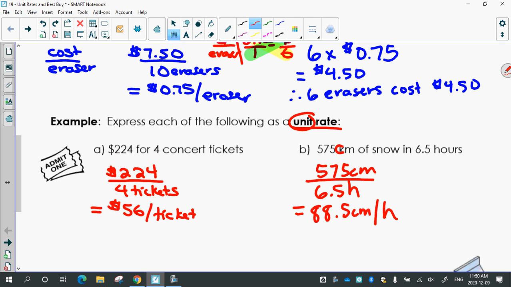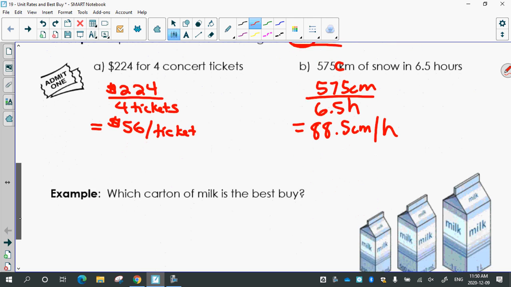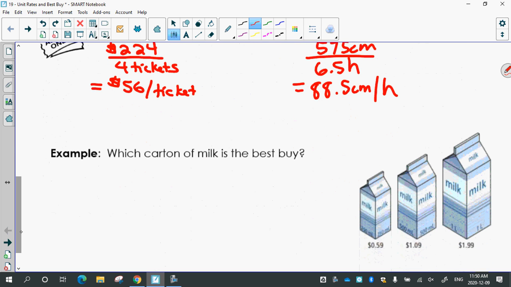Bad snowstorm. Glad it's not kilometers. That'd be really nice.